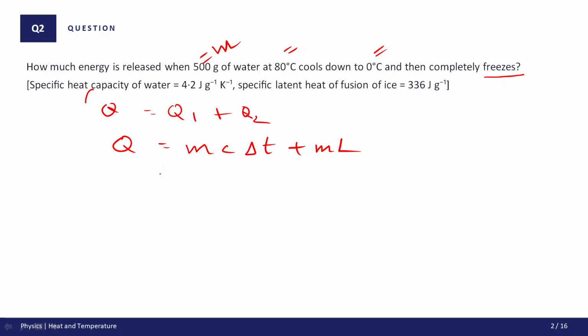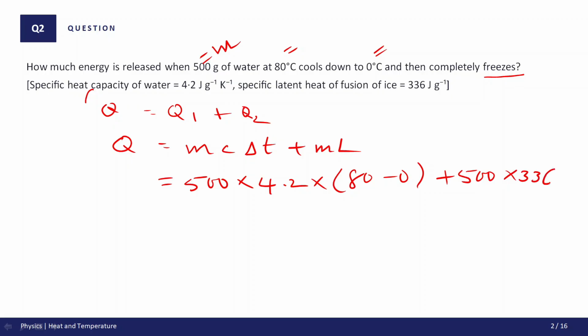I don't do any type of conversion here, SI to CGS or CGS to SI. What are the values given? Directly I will take them into the equation. So 50 here. Specific heat of water is 4.2. Temperature changes from 80 to 0, so the change of temperature is 80. Plus the mass is 50, latent heat is 336.